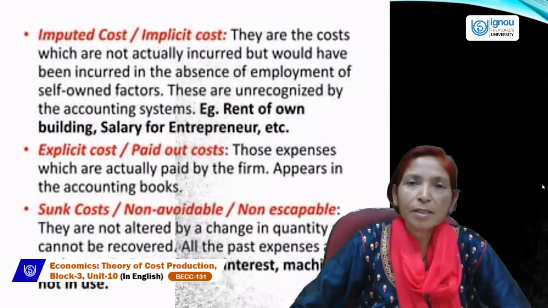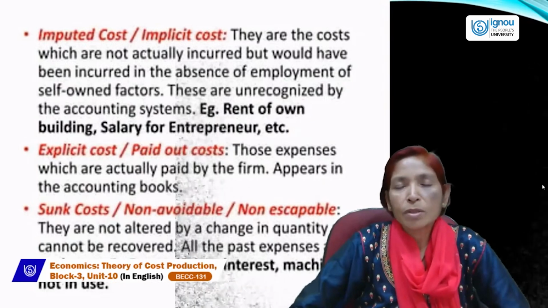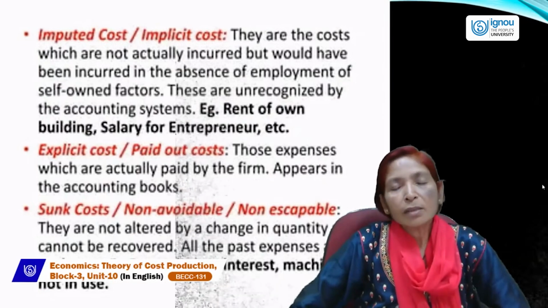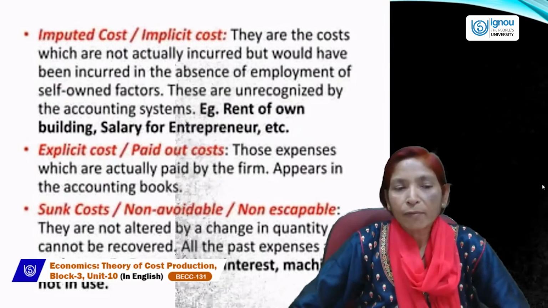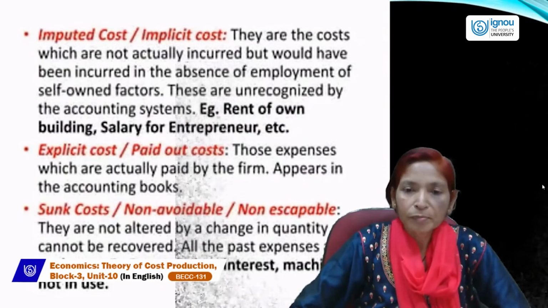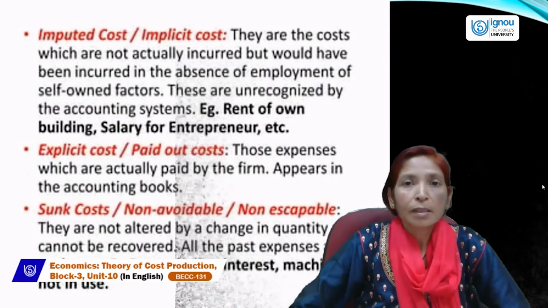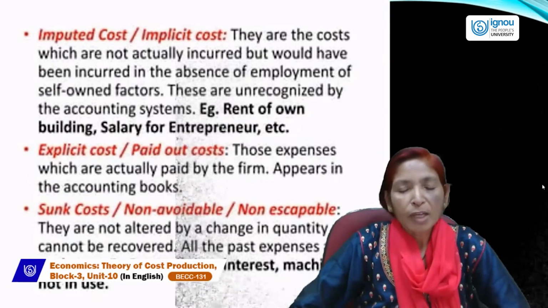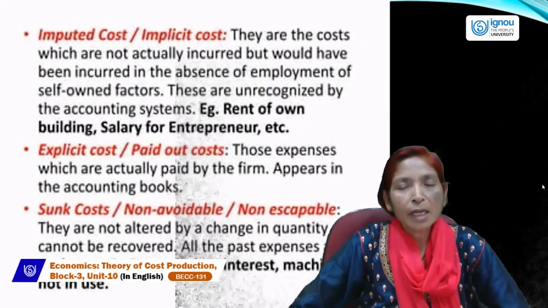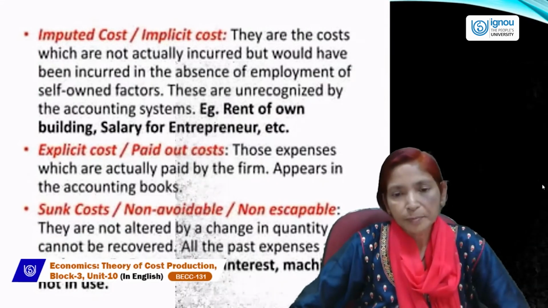Now, next is explicit cost. Explicit cost is known as paid out cost or direct cost. These costs generally refer to those expenses which are actually paid by the firm. It appears in the accounting books. Direct cost can be visible, can be seen, and we can show it in accounting books. That's why this type of cost is called direct cost or explicit cost.